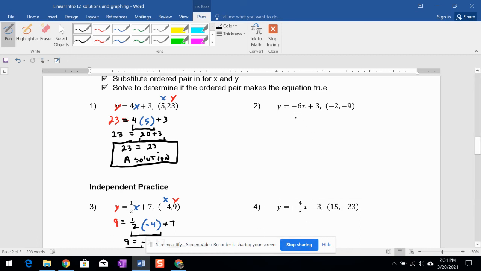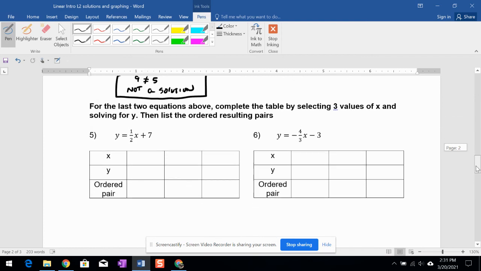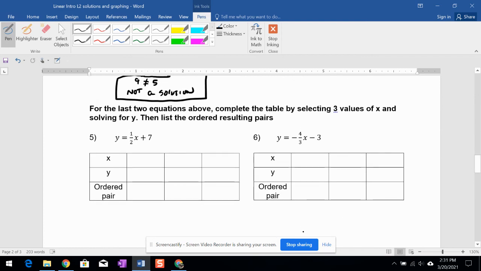So I'll leave it up to you to follow this process for the remaining two problems on the top of these notes. I am going to ask you to leave the bottom problems alone. We'll get back to those when we come back to class, and we'll continue our practice then.